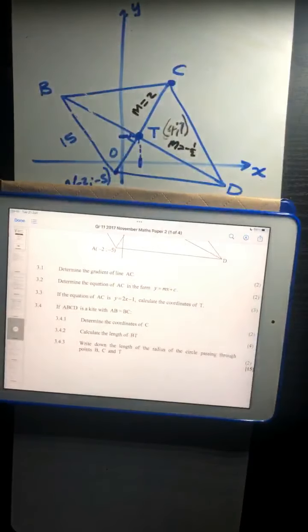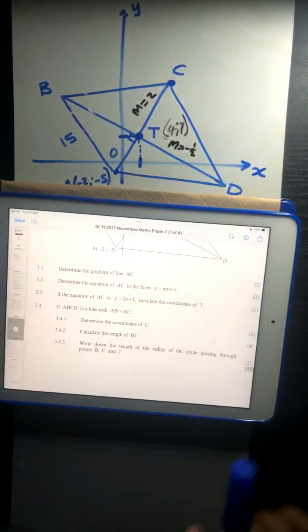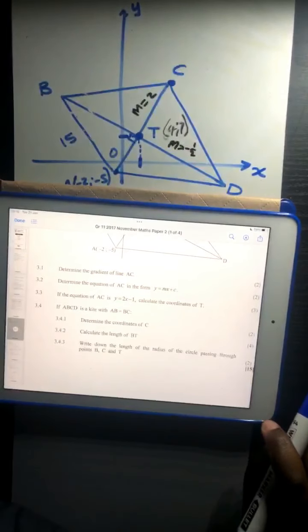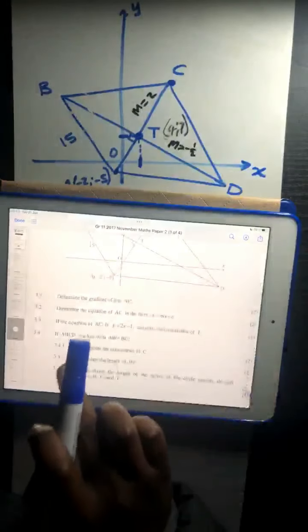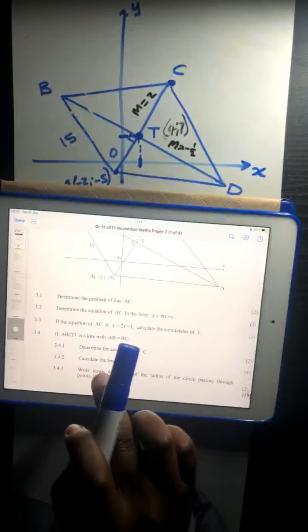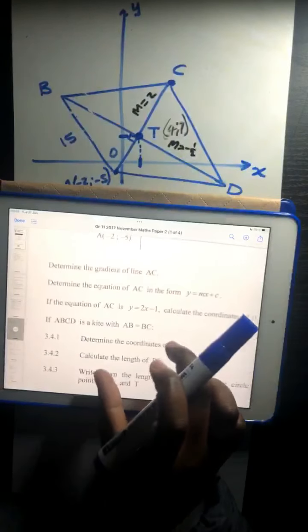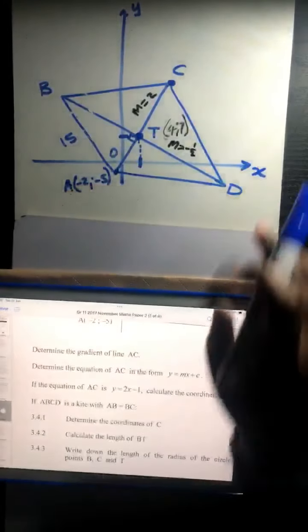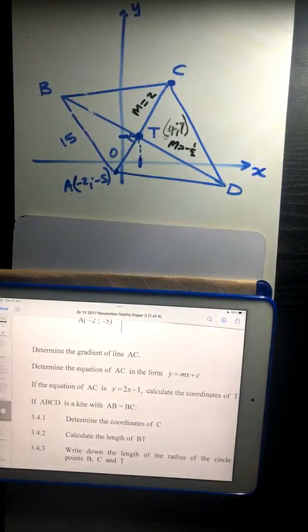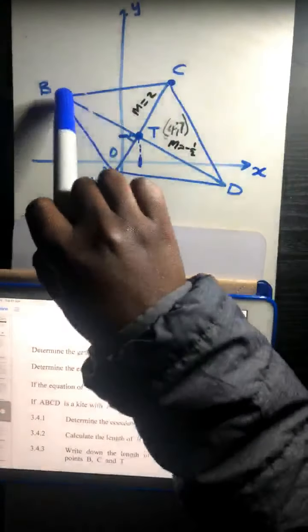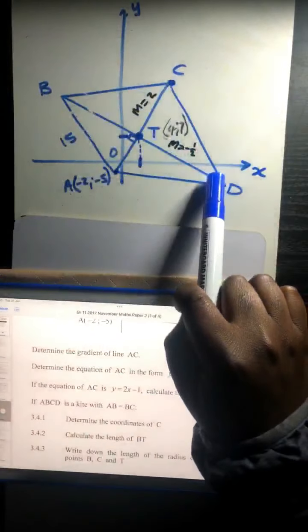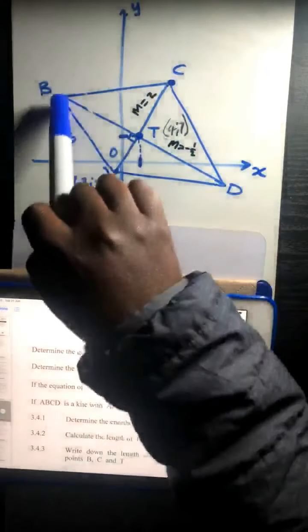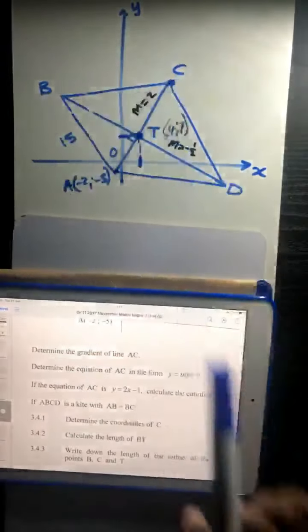So 3.4, if ABCD is a kite, with AB being equal to BC, what are they saying there? If ABCD is a kite, with AB being equal to BC, okay, let's check. Now they're talking about a kite. Okay, let's see. If ABCD is a kite, with AB being equal to BC. Oh, no, now I see.